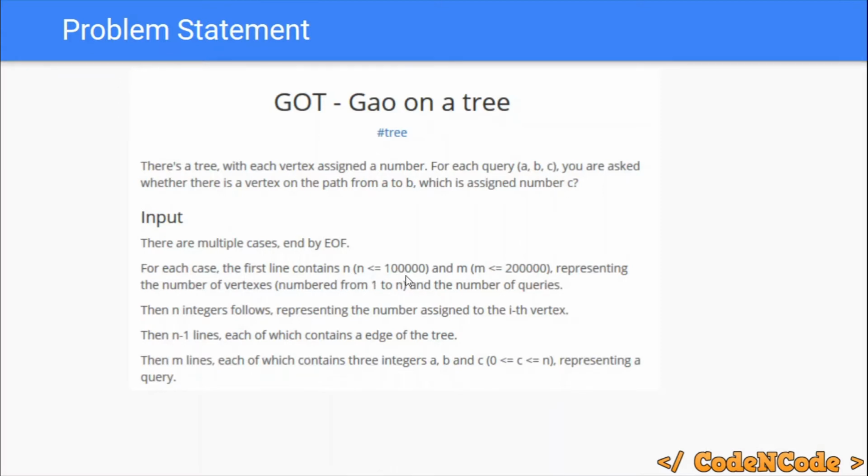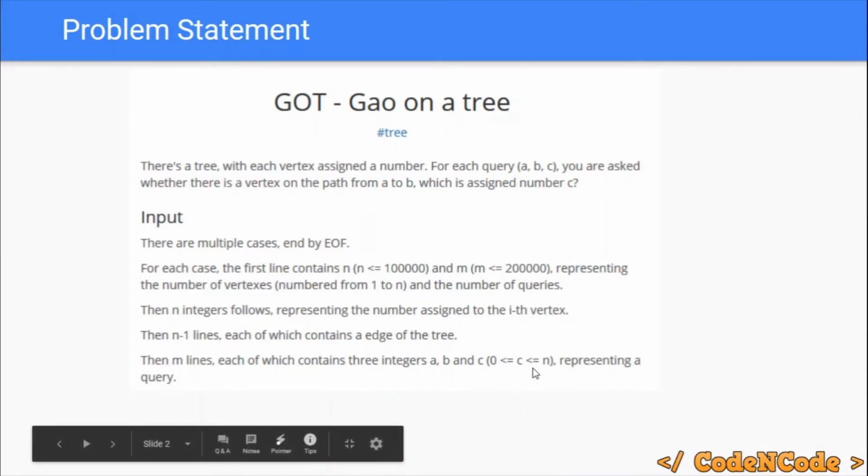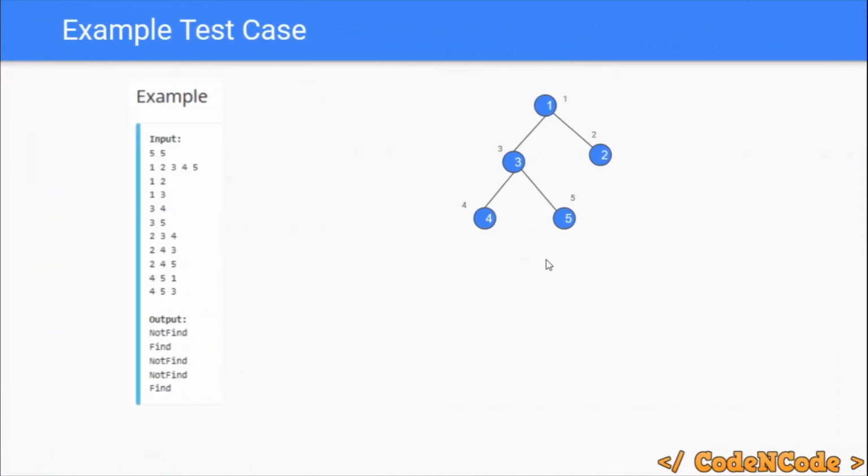So we see there are 10 to the power 5 nodes and queries can be as large as 2 into 10 to the power 5. The value c can be from 0 to n inclusive. If you take a look at the example given in the problem, there are 5 nodes and 5 queries. This is the value of each node. Node 1 has value 1, 2 has value 2 and so on till 5.